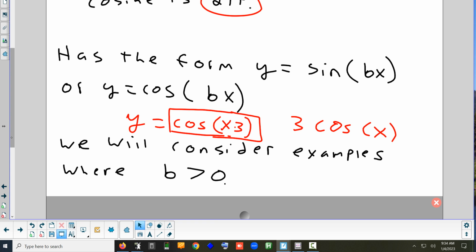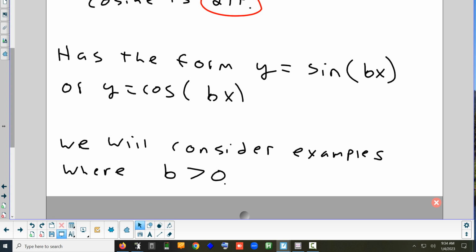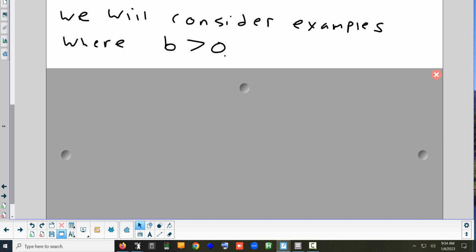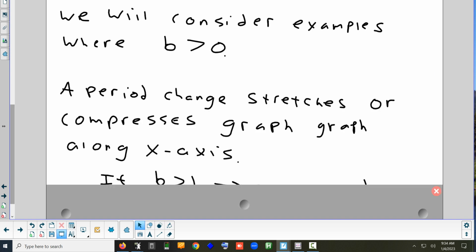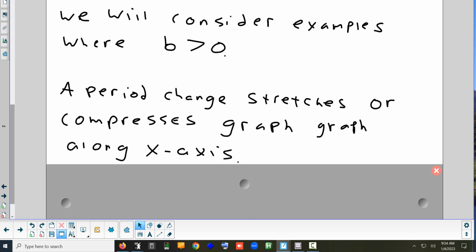Does that answer it? I was asking if the 3 was at the end, whether it would be an amplitude change. Oh yeah, it would be an amplitude change that way. Okay, so we're looking for the number that's inside, and it will always be in front of x. So period change is going to stretch and compress the graph horizontally.